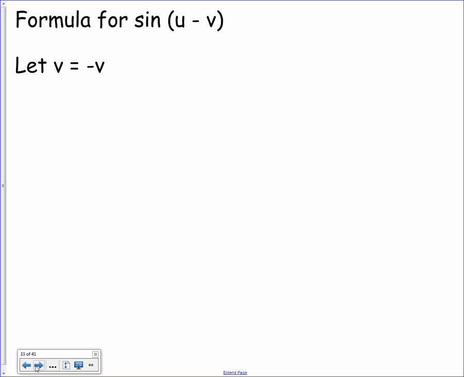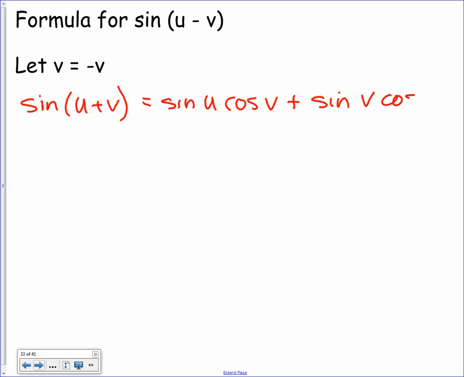So here I go. I'm going to base this off of the sine of u plus v, right? So the sine of u plus v is the sine of u cosine of v plus sine of v cosine of u. Please know, guys, I am not going to expect you to have these formulas memorized. In fact, after we get through some of these kinds of examples, these problems, you'll be getting an orange sheet to hang on to that has all of your formulas on it, okay?